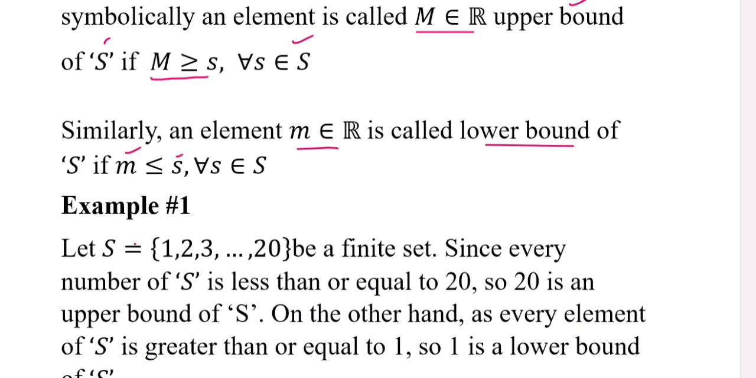For example, if I have a set S equal to 1, 2, 3, up to 20, these are the first 20 natural numbers, a finite set. Since every number of S is less than or equal to 20, so 20 is an upper bound of S. On the other hand, as every element of S is greater than or equal to 1, so 1 is a lower bound of S.